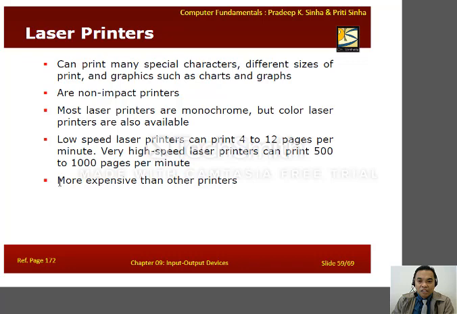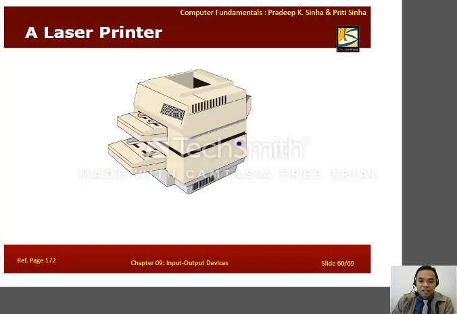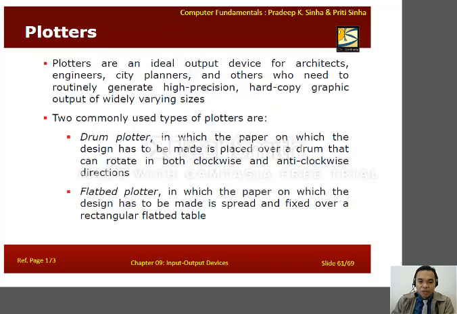But this type of printer is more expensive compared to other printers. Slow speed lasers can print from 4 to 12 pages per minute, while very high speed laser printers can print 500 to 1000 pages per minute. So this is an animated image of a laser printer.